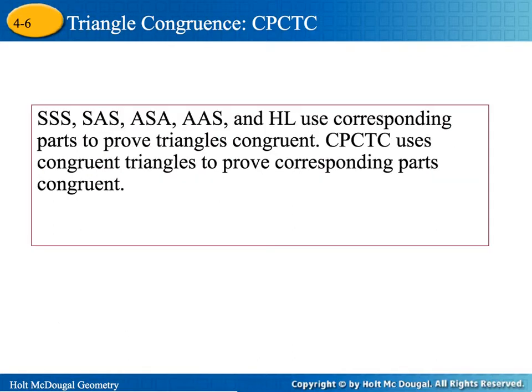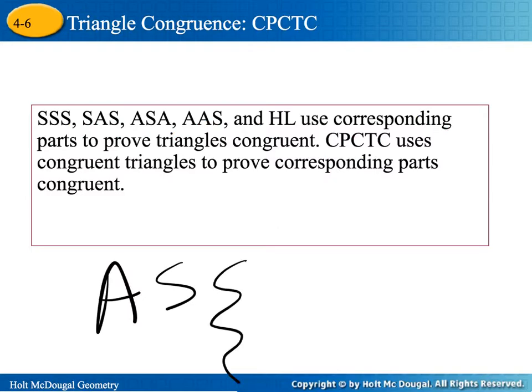So real quick though, first, write this down. SSS, SAS, ASA, AAS and HL use corresponding parts to prove triangles are congruent. So you're going to do the proof as you normally would, using one of these 5. Then CPCTC takes it one step further to prove corresponding parts are congruent. Again, angle, side, side is not a thing. Do not write this on your paper.